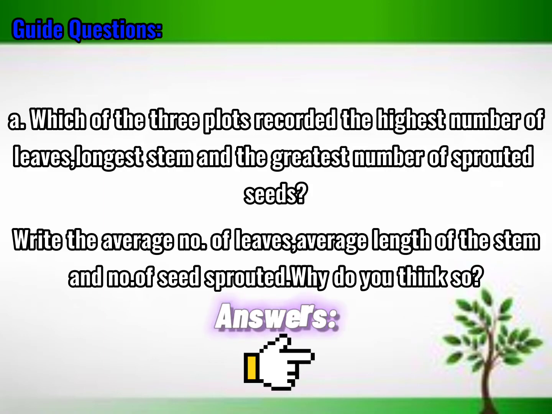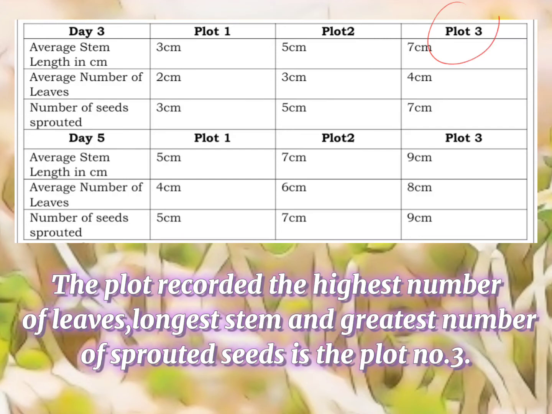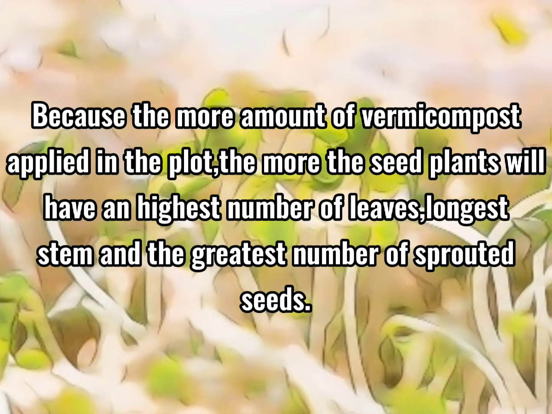The answer is, as you can see in the table that I presented earlier, the plot that recorded the highest number of leaves, longest stem, and greatest number of sprouted seeds is plot number 3. Because the more vermicompost applied in the plot, the more the plants will have the highest number of leaves, longest stem, and the greatest number of sprouted seeds.